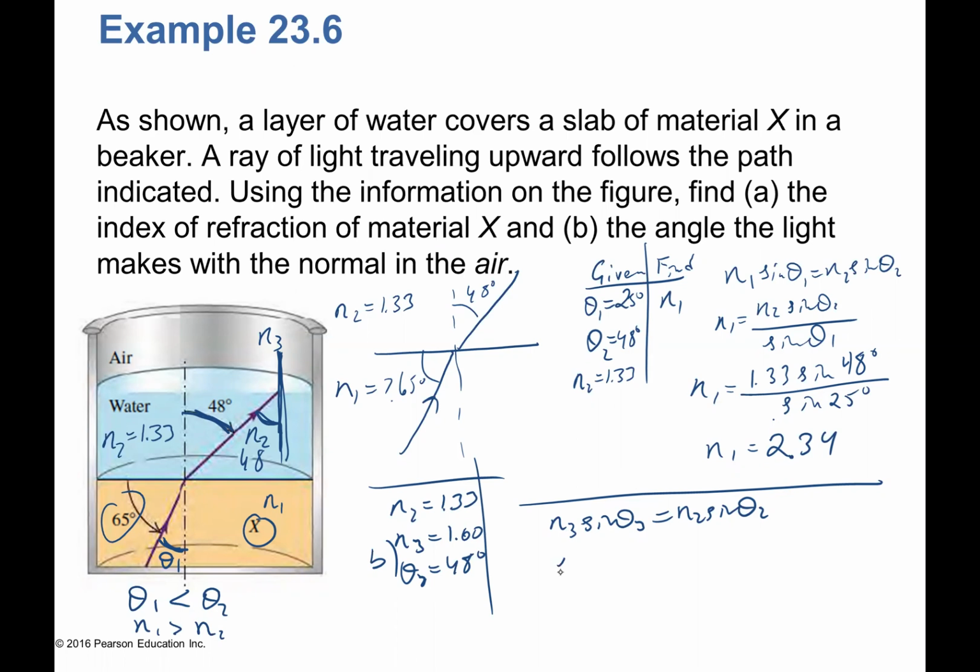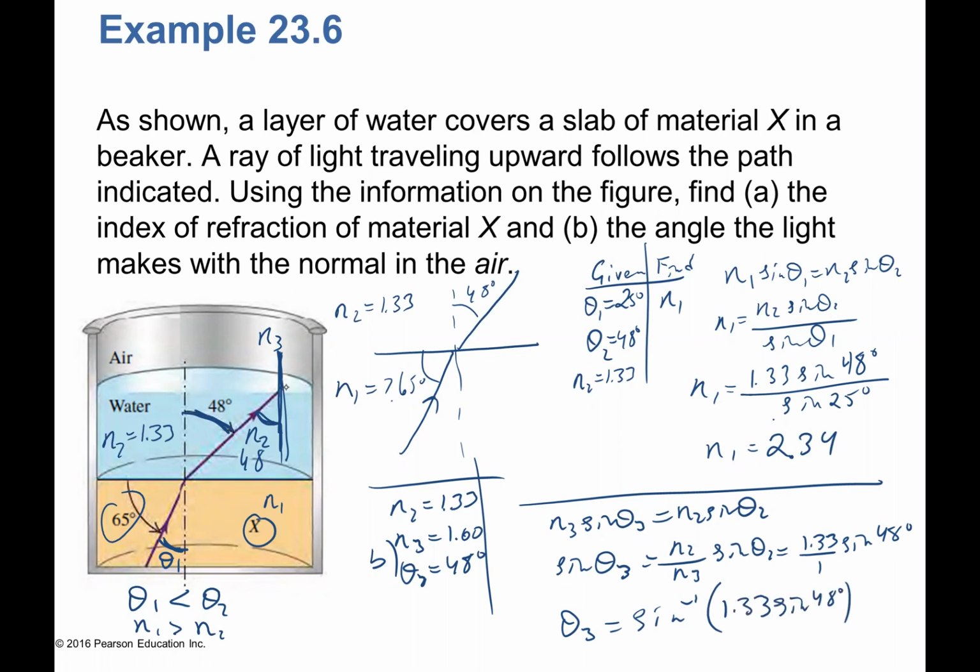All right, so sine of theta 3 equals N2 over N3 sine of theta 2, which is basically N2 here is 1.33 over 1 times sine of 48 degrees. Then I take the inverse sine to solve, which is going to be 1.33 times sine of 48 degrees. And you should expect the light to bend away from the normal, so theta 3 should be greater than theta 2. And we end up getting that because this is 82 degrees, because it bends away from the normal.